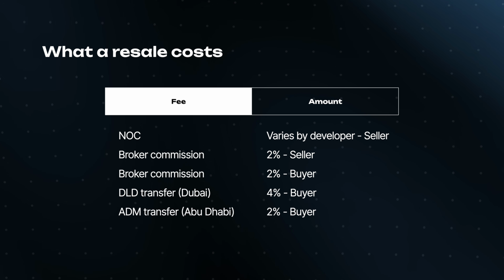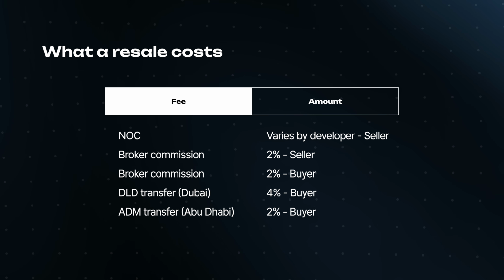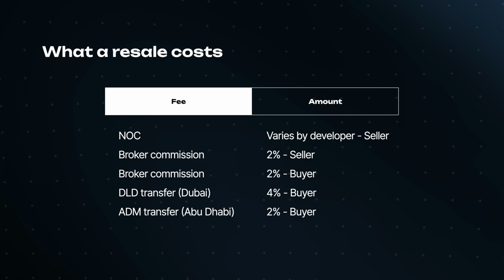Now, of course, if you want a broker to sell the property for you, there will be a 2% commission fee that the seller will pay to the broker in order to facilitate the sale. Of course, there will also be a 2% fee from the buyer's side. So the buyer who comes to buy it from you will also pay a 2% fee, and that buyer will also be required to pay your 4% Dubai Land Department fee for any sales purchase as normal. Of course, if you are looking in Abu Dhabi, that will be a 2% ADM fee rather than your 4% in Dubai.